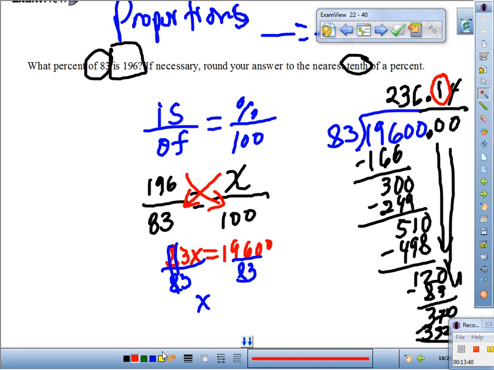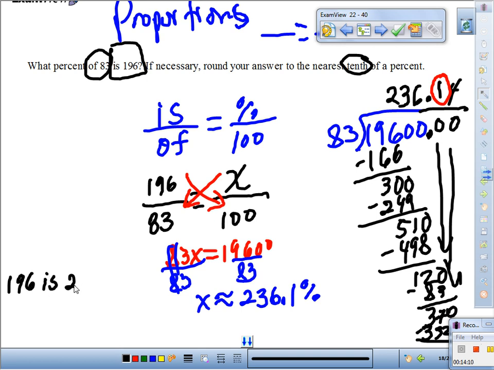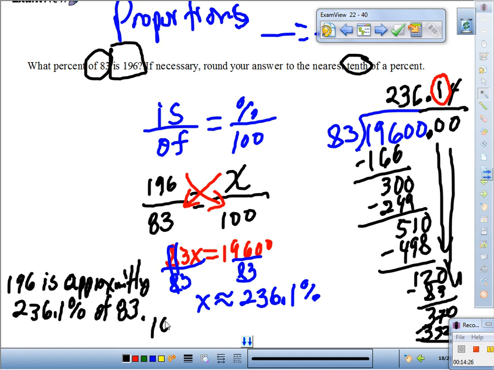So that means our percentage is approximately, put the wiggles like this, 236.1%. Am I done? No. Let's write out the words. Let's write: 196 is approximately 236.1% of 83. Thank you.